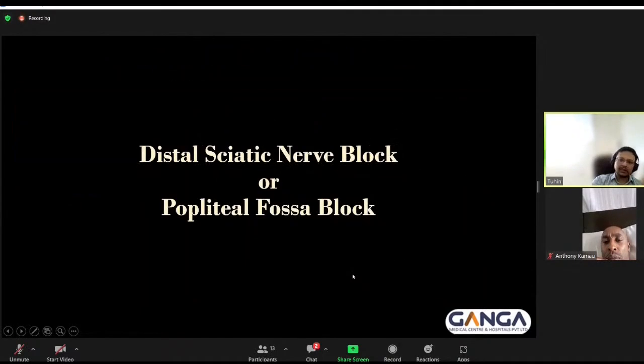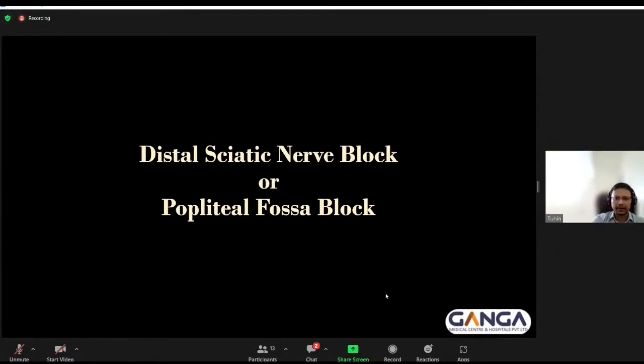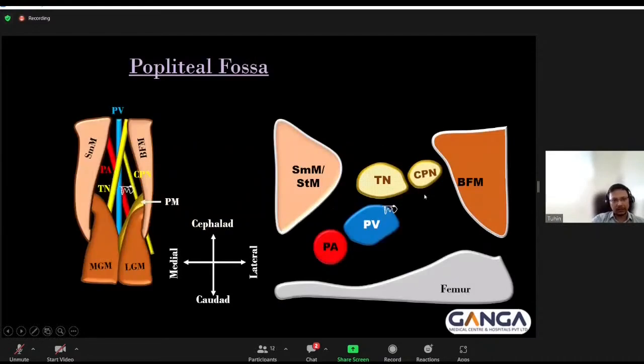So coming to the distal sciatic nerve block or popliteal fossa block. Popliteal fossa block is widely practiced in ankle surgeries and foot surgeries, along with the saphenous or the femoral nerve block. The popliteal fossa is bounded on the medial side by the semimembranosus and semitendinosus muscles, and on the lateral side, the biceps femoris muscle.